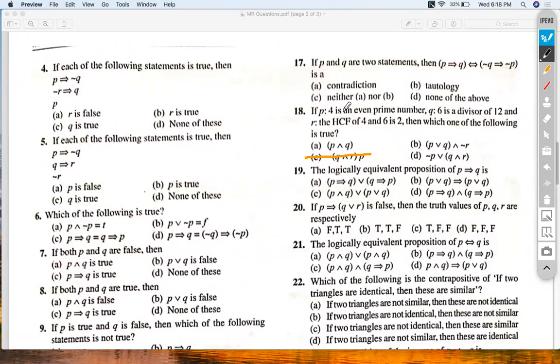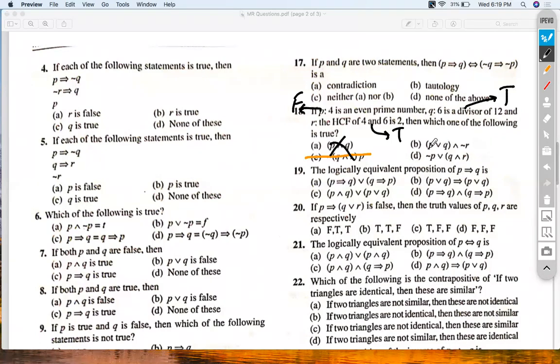What is P? P is false, right? So wherever there's a negation of P, that should be there. So P is false. 6 is a divisor of 12, and this is also true. The GCF of this is 2. This is also true, right? Which is true? This cannot be true. That can't be true.